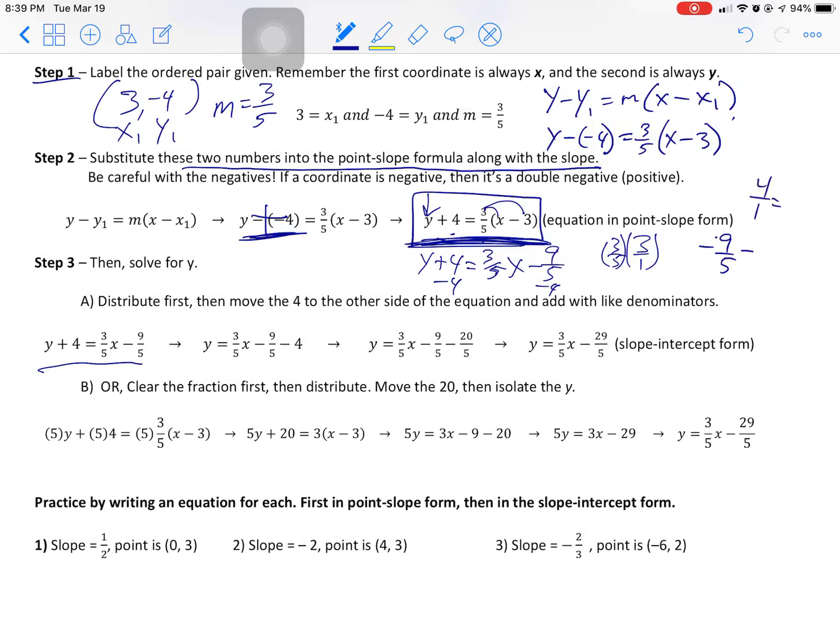Well, a 4/1 is what over 5? 1 times 5 is 5. 5 times 4 is 20. So that would give you 20/5, which would give you -29/5. All right, so now this is in slope-intercept form. It's not a pretty number, it doesn't reduce, but that's what the intercept is.